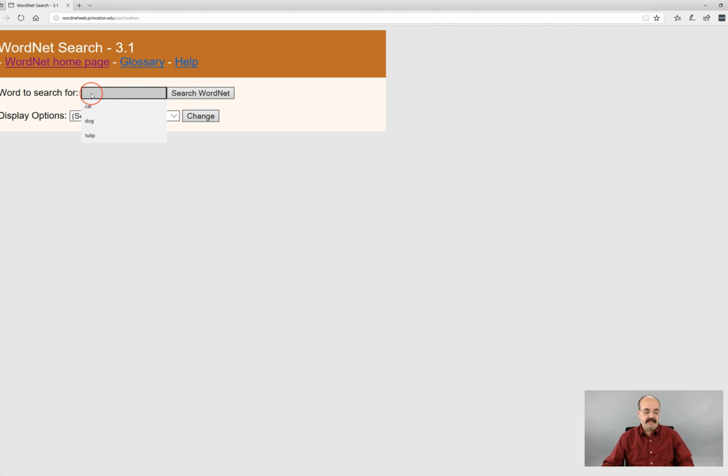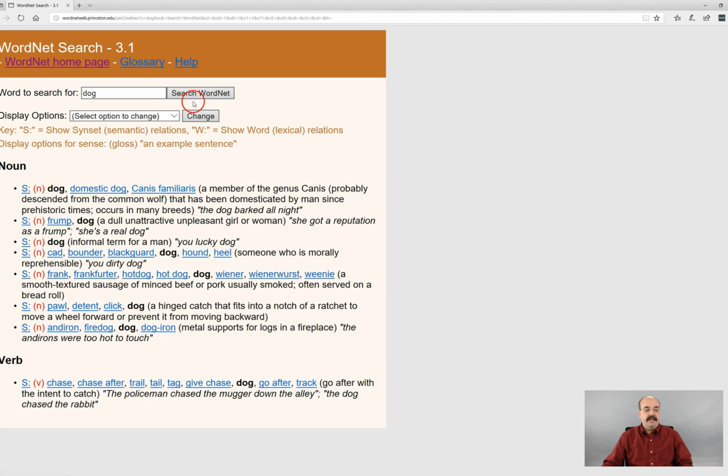So if I put something in here like dog and search WordNet, very much dictionary type information, but unlike a dictionary, there is an entire network of connections between these words. So I'm looking at dog, the first definition, domestic dog, a member of the genus Canis, probably descended from the common wolf.